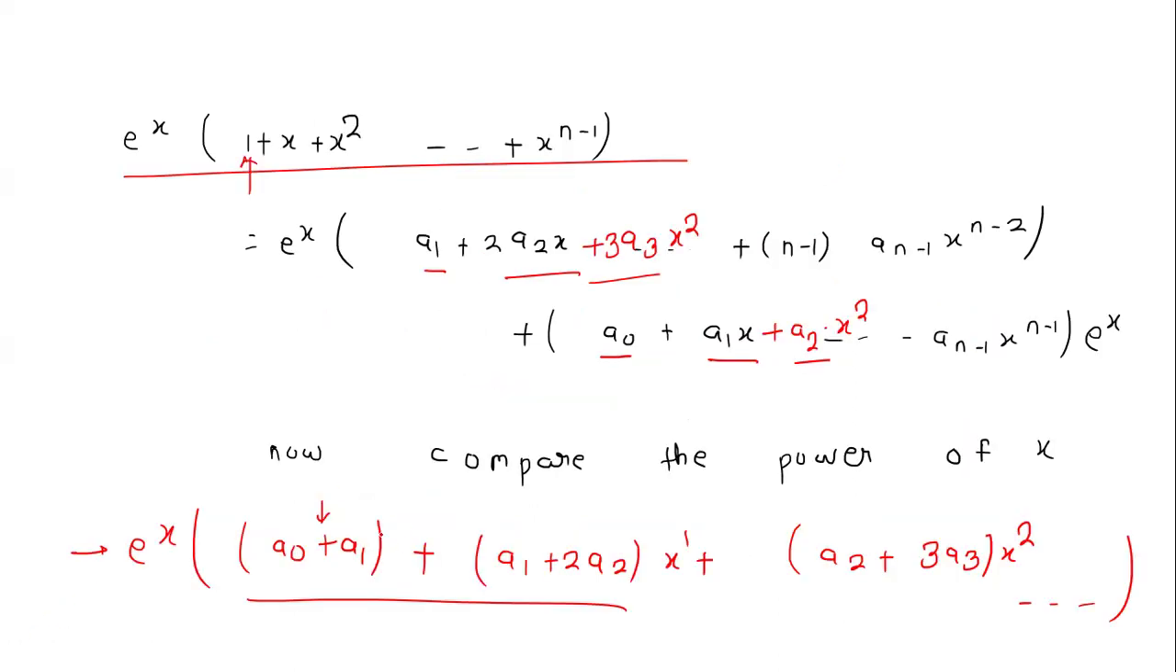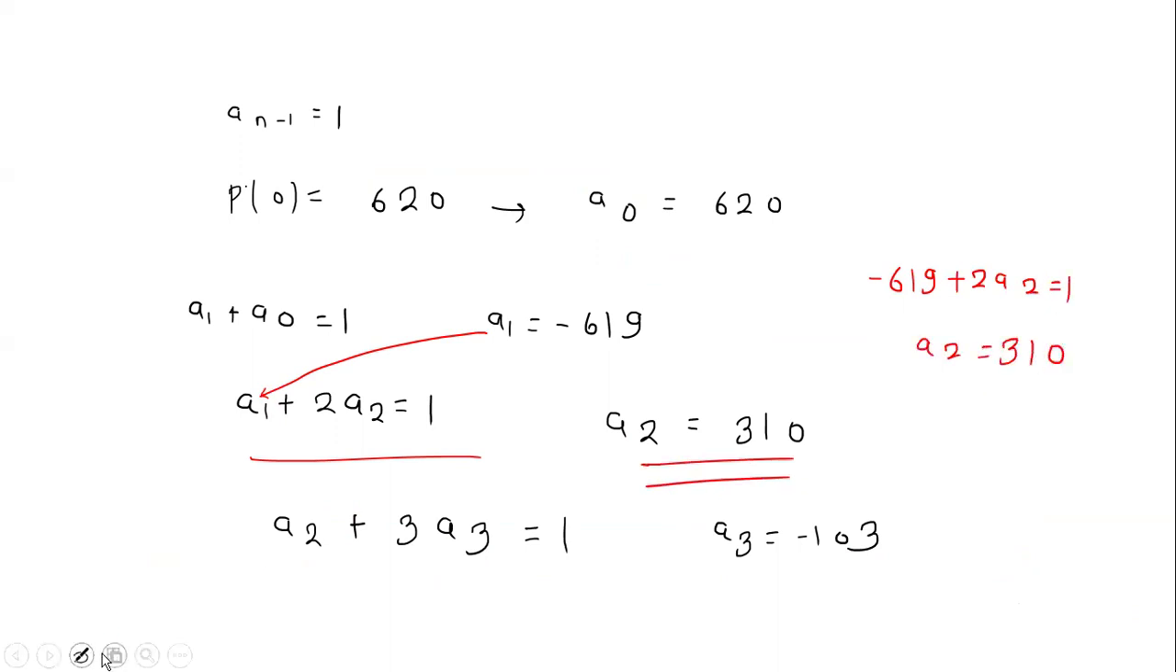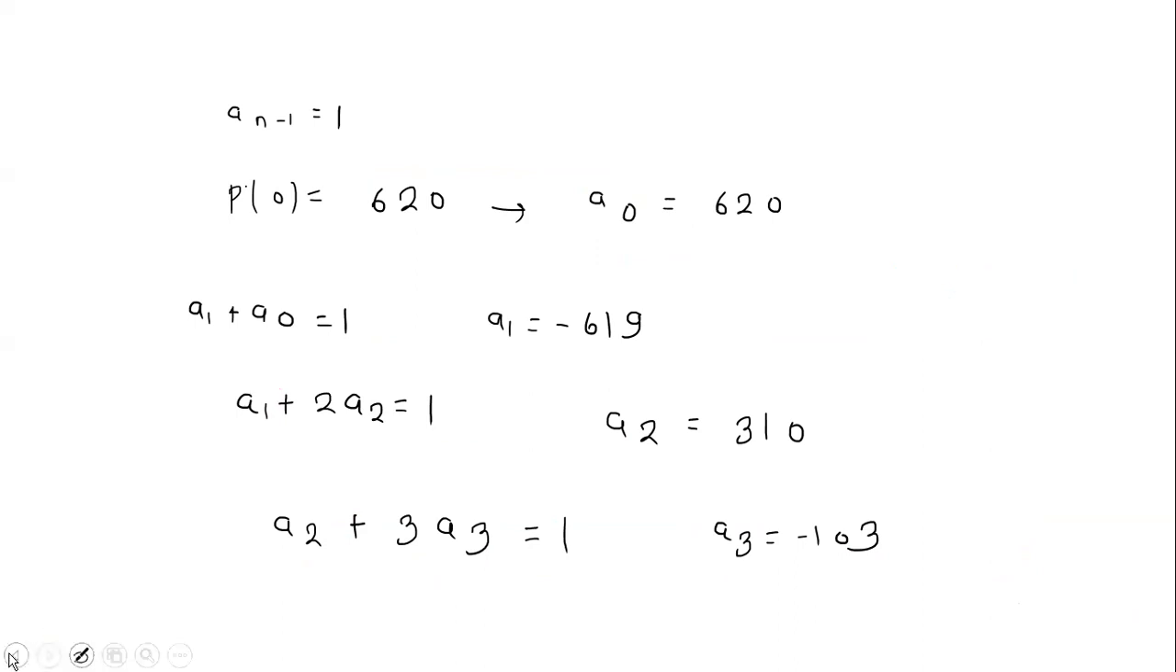So what you can do, you can compare the x power 1 coefficient. Here it is a1 plus 2a2, and here the x power 1 coefficient is 1. So this a1 plus 2a2 is equal to 1. Now you know the a1 value, so you can replace it here. So this will become in this form. So the a2 value we get as 3/10. So now we know the a2 value also.